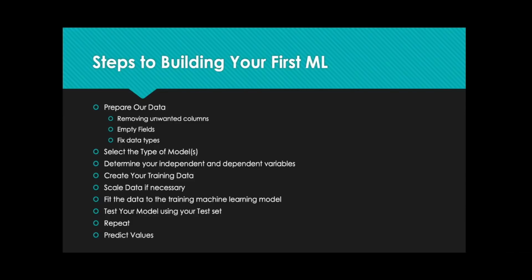We're also going to fix any type of data structure, so data types. So if we have something that's a string and we want to convert it to an integer, we're going to look at stuff like that as well. So this is really about pre-processing your data, making sure that it's actually clean and ready to be used in some kind of a model.